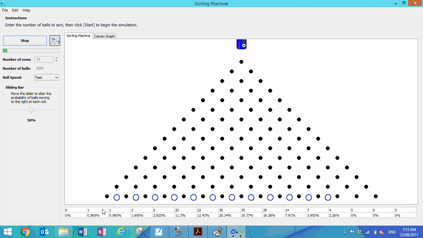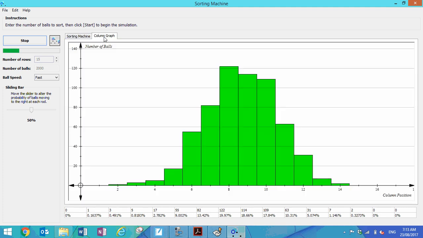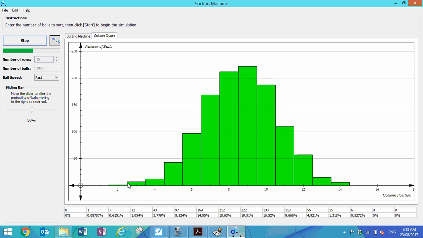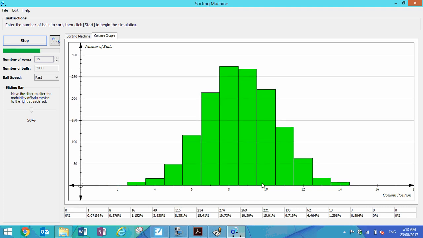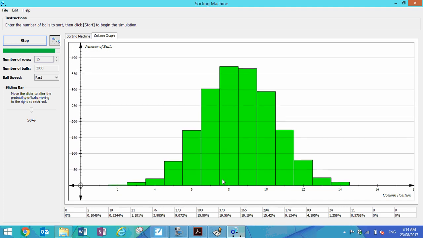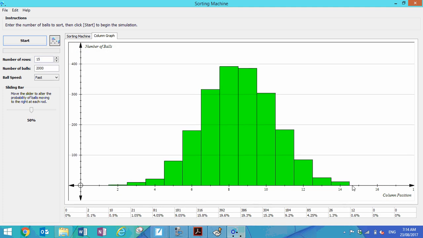And we can see the percentages are gradually increasing. The balls are moving very fast. And that's going to take a while to scroll all the way through, because we've got 2,000 balls running through that whole system. We can also look at this as a column graph. So we can see this is the amount that's landing in each of those scenarios from 0, 1, 2, etc. up to 15.